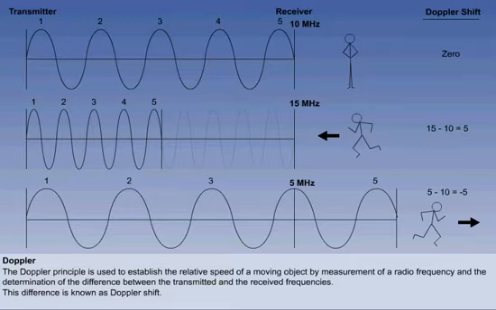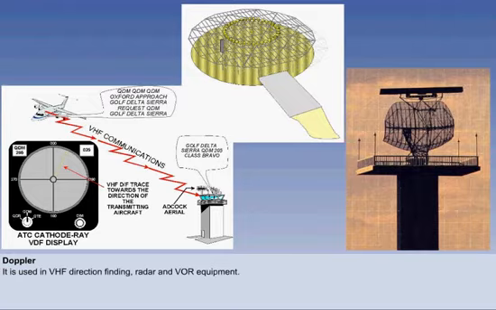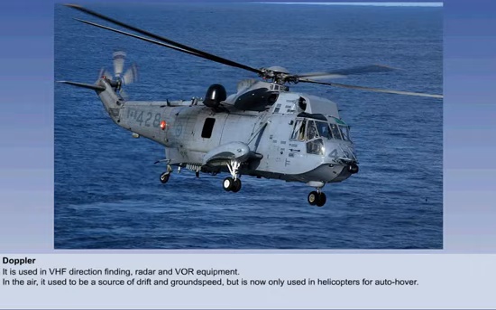The Doppler principle is used in VHF direction finding, radar and VOR equipment, all of which we will look at in their own lessons. In the air, it used to be a source of drift and ground speed, but is now only used in helicopters for auto-hover. This concludes the lesson on Doppler.